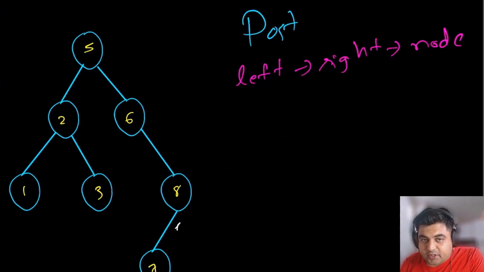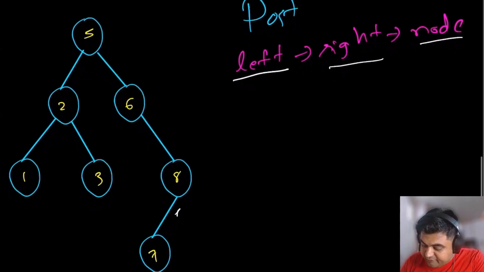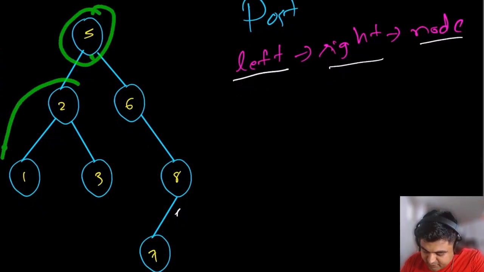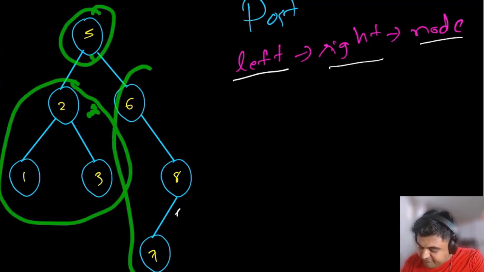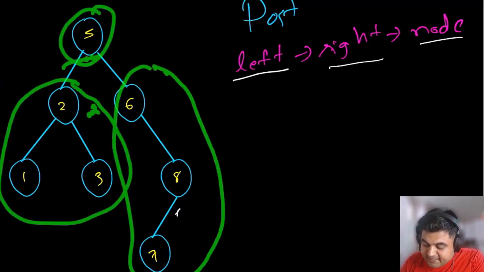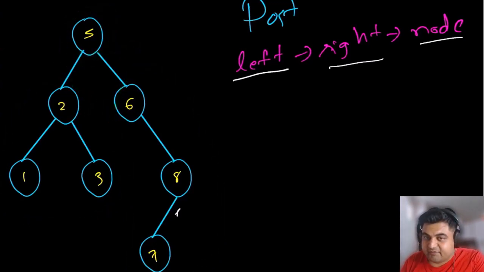Now in the post-order traversal, first we are going to visit the entire left subtree for any root node. Then we are going to visit the entire right subtree, and in the end we are going to visit the node. So for the 5, first we are going to visit everything in the left subtree. Then we will visit everything in the right subtree. Then in the end we will visit this node number 5, and we are going to iteratively or recursively keep on repeating the same process.